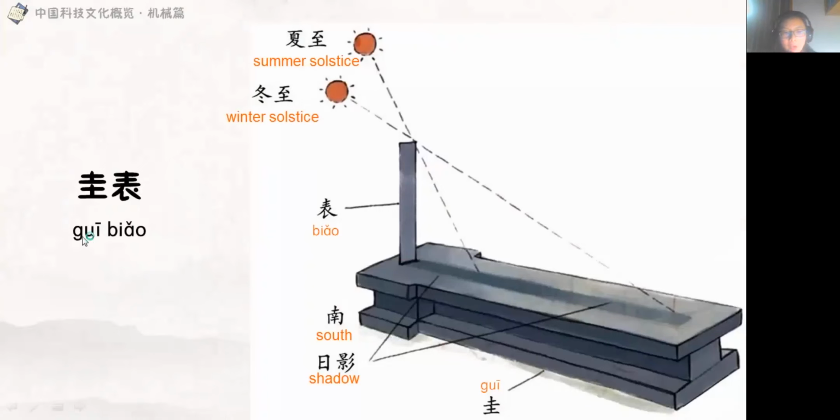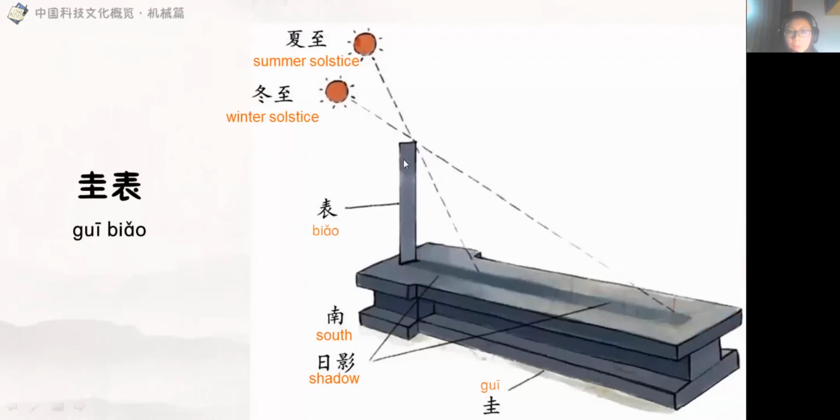We call it 圭表 in Chinese. You can see this image. I'll introduce it. So 圭表 is a timing instrument used in ancient China to measure the length of the shadow. A 圭表 consists of two parts. One is 圭, one is 表. So the 圭, you can see here, is this thing. Actually, it is a ruler placed horizontally in the north-south direction.